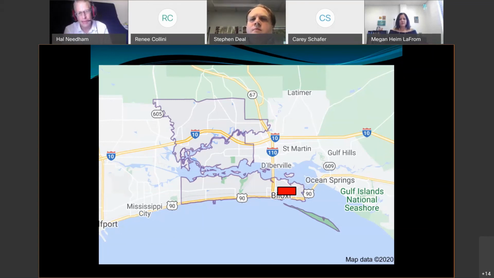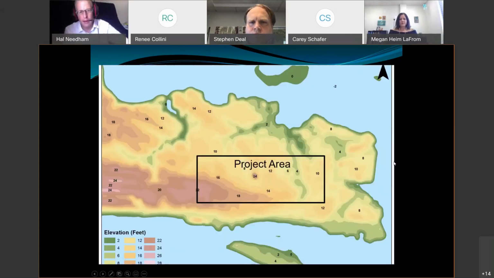This next slide gets into looking at the elevation of these areas. Our project area, surprisingly for along the Gulf Coast, had quite a bit of variation in the elevation. In the southwestern part of our study area, elevations exceeded 20 feet in some places, and the eastern part of our study area dropped down in some places as low as 6 feet or even less than that.